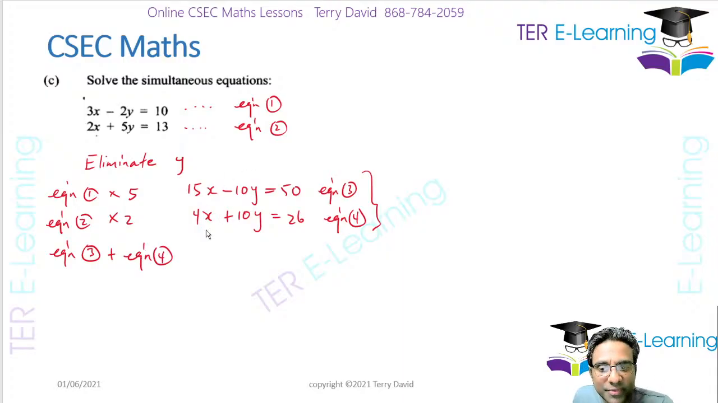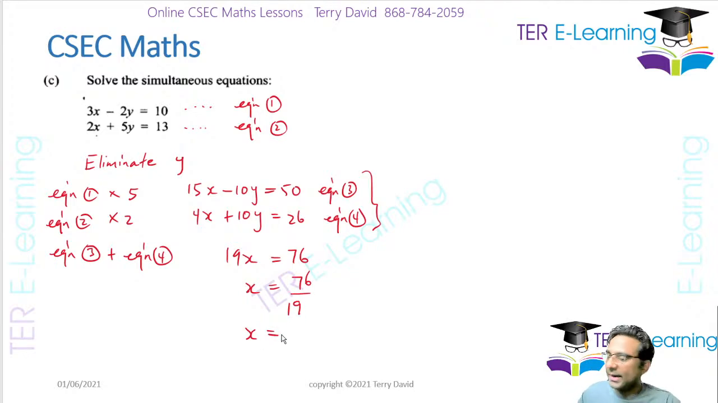So 15 plus 4 is going to give me 19x. The minus 10y plus 10y is going to give me 0. And this here is going to give me 50 plus 26 is 76. So therefore, x is equal to 76 over 19. I'm going to get x is equal to 4. So I've solved for x already. X is equal to 4.